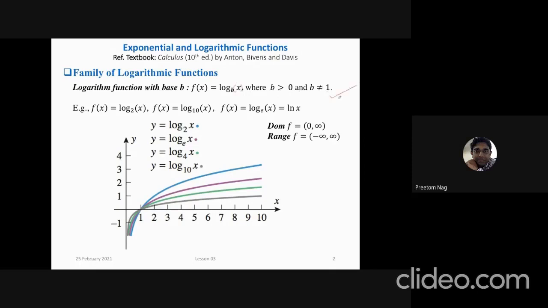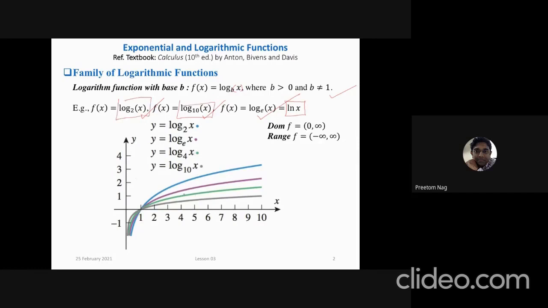So we can write a function of x as log base 2 of x, but that means we can change the base. Base can be 2, base can be 10, base can be e. If it is log x base e, then we say this is the natural logarithmic function, which we write as ln x. This is the normal logarithmic function with base 10, and this is log x base 2.